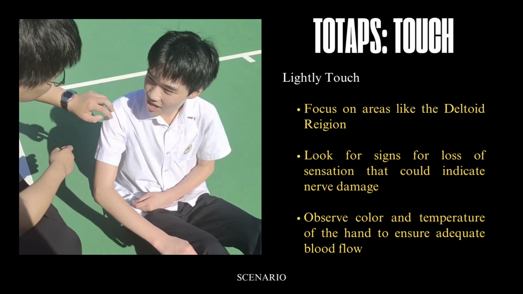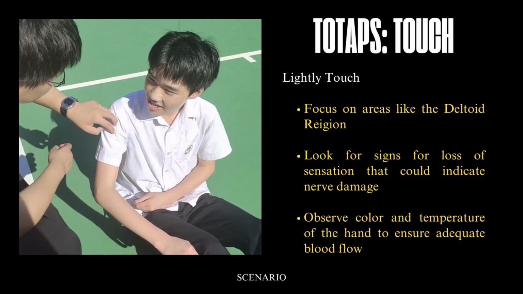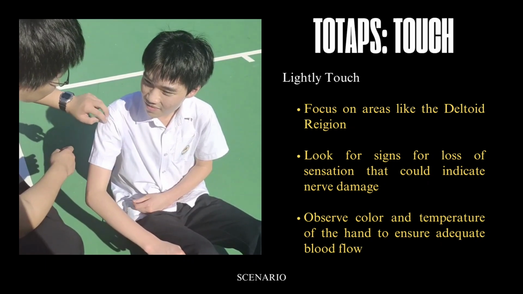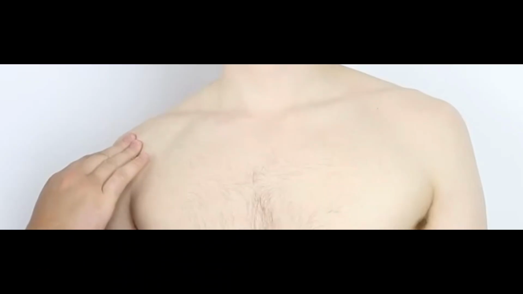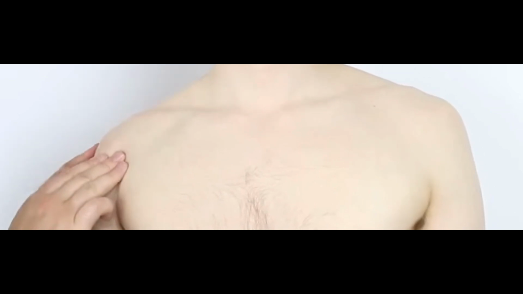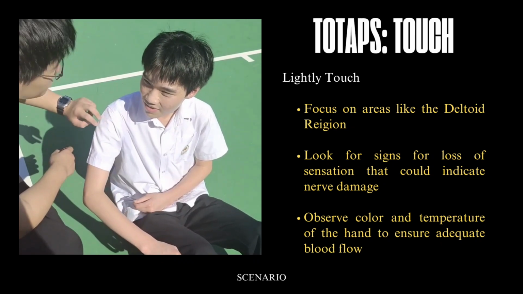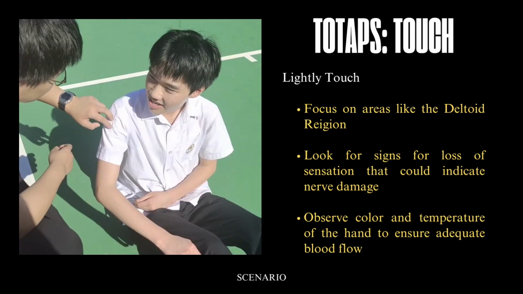Next, perform a neurovascular assessment as part of the touch step, which is critical in anterior dislocations. Lightly touch the skin of the arm and hand, focusing on areas like the deltoid region, to check for any loss of sensation that could indicate nerve damage. Assess circulation by feeling for a strong radial pulse at the wrist, and observing the color and temperature of the hand to ensure adequate blood flow.